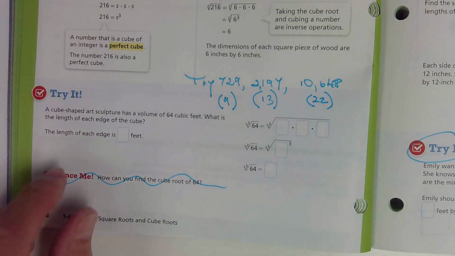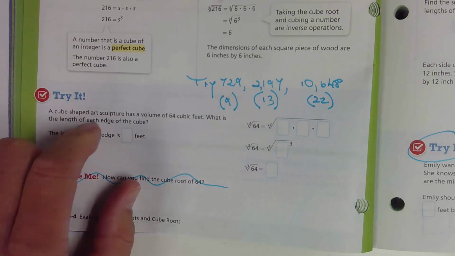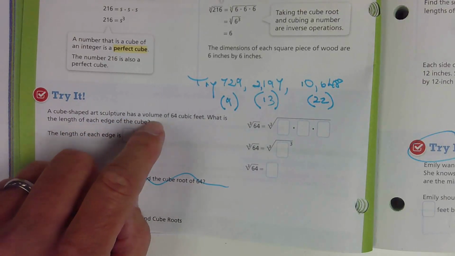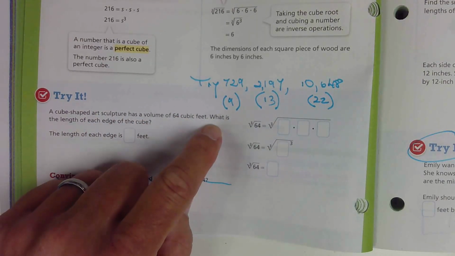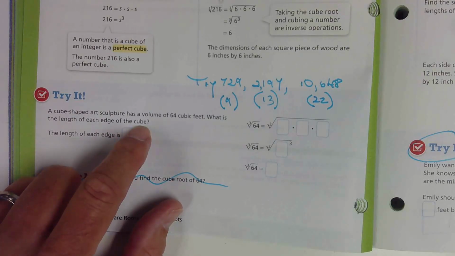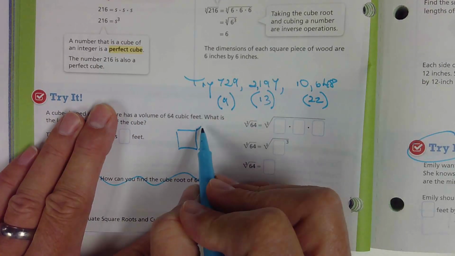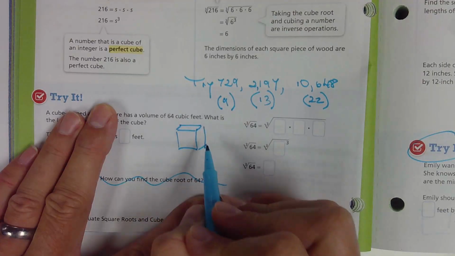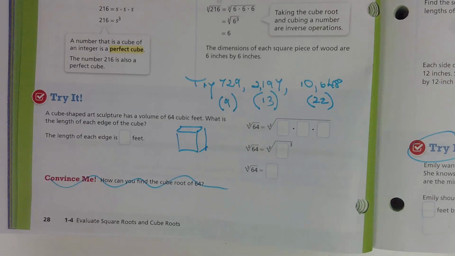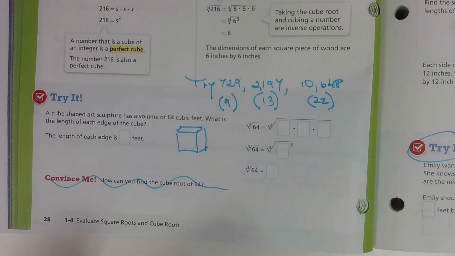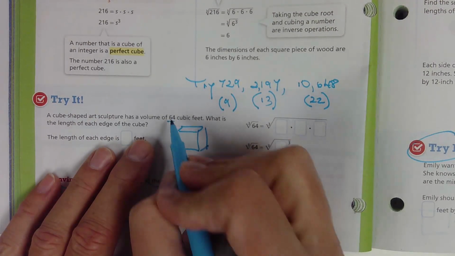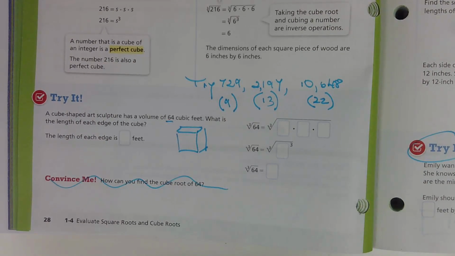So in the Try It here, it says a cube-shaped art sculpture has a volume of 64 cubic feet. What is the length of each side of the cube? Well, here's this cube we're talking about. And they want to know the length of each side of the cube. So whatever that length is, it's going to be multiplied by itself 3 times. Well, maybe some of you, hopefully everybody, has already memorized what the cube root of 64 is.